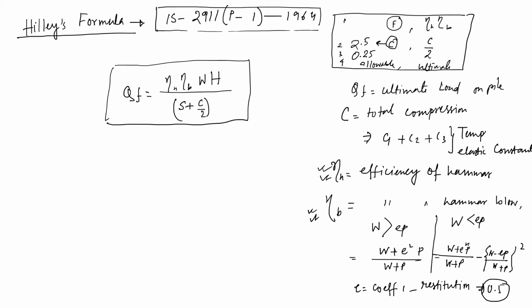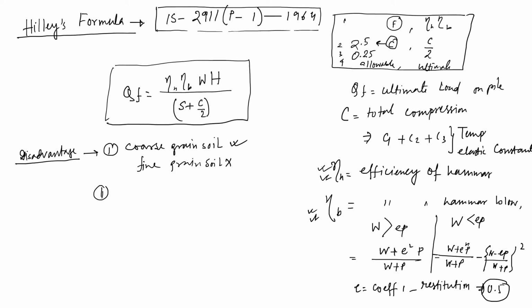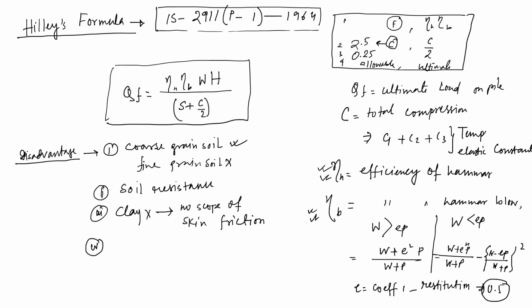Now we talk about some disadvantages. This is best suited for coarse grain soil. If this is best suited for coarse grain soil, then what about the other and fine grain soil? That is our biggest disadvantage. There is some issue about soil resistance. For clay, you cannot apply this, because in this formula there is no scope for skin friction. Next, there is no provision for settlement in further.